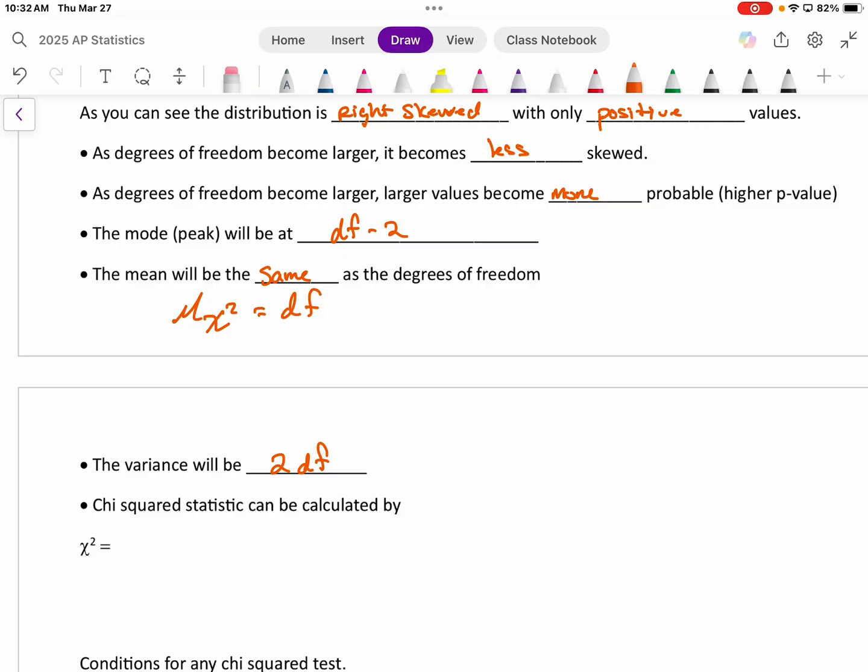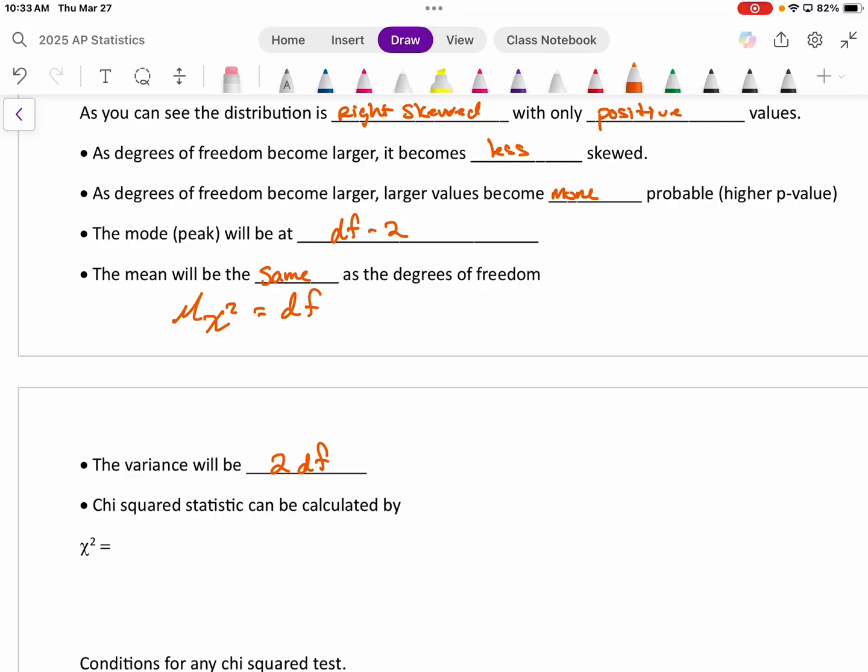Now, how do we calculate the chi-squared statistic? Remember, we had a t statistic that we did in the last unit. Sorry, the z statistic was the previous unit. So now we have a chi-square statistic. How is that calculated by hand? We have to use this on the free response, so we do have to show some of these things.